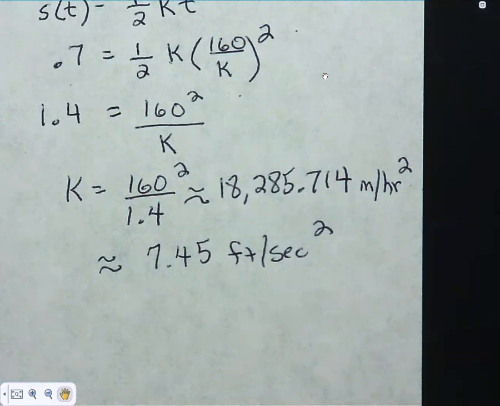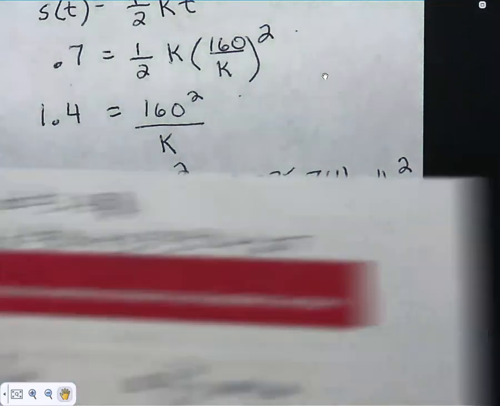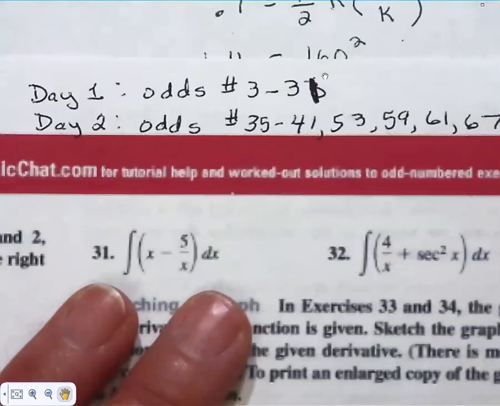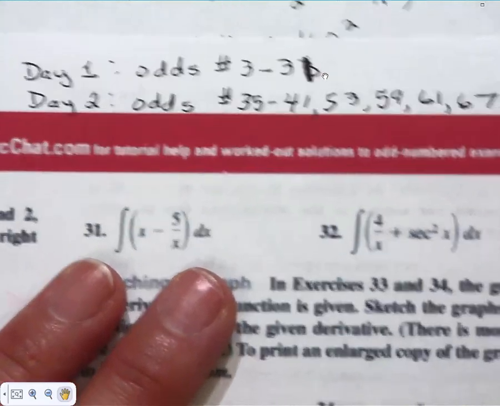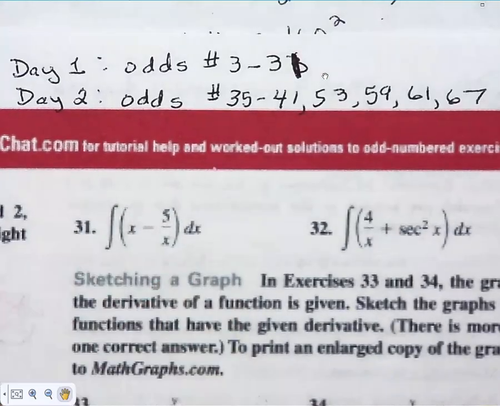All right, 54 and 68 were the two hardest in my opinion. The homework, if you've already done day 1, then all you have to do is day 2, and I'll take all of it up together tomorrow.